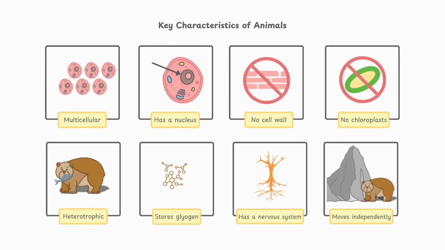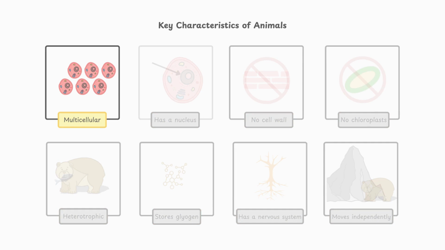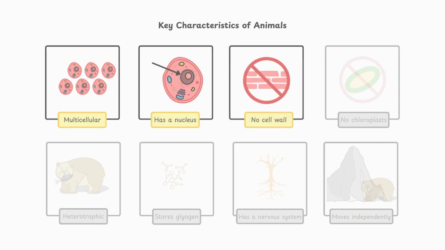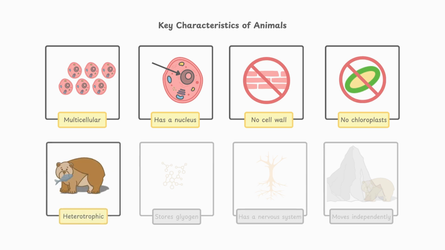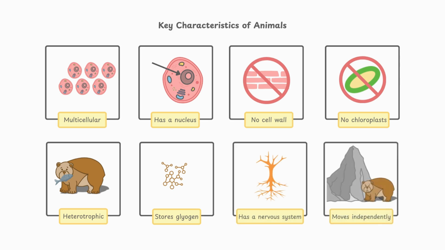Now let's step back and look at the key features that describe animals as living organisms. So, animals are multicellular, and their cells all have a nucleus. They don't have a cell wall or chloroplasts, which is why they can't make their own food. Instead, they rely on other organisms. They store carbohydrates as glycogen and have a nervous system that helps them move and respond.